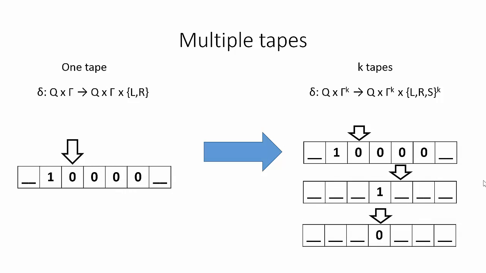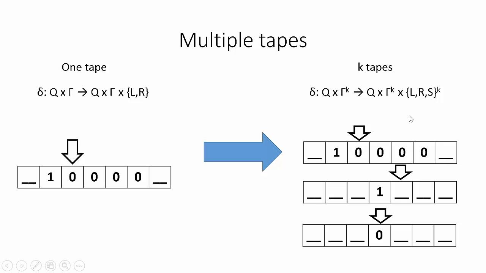The first big enhancement we can make to make computation with a Turing machine easier is to add more tapes. On the left side we have a machine with one tape, and on the right side we have a machine with k tapes. As you can see in the function delta, gamma has k in the exponent next to it, meaning we have k tapes to read, and we have k tapes to write to.